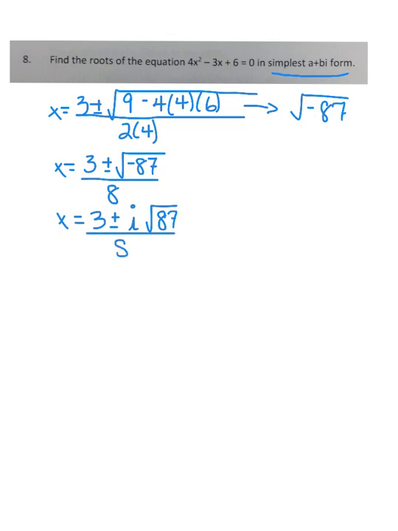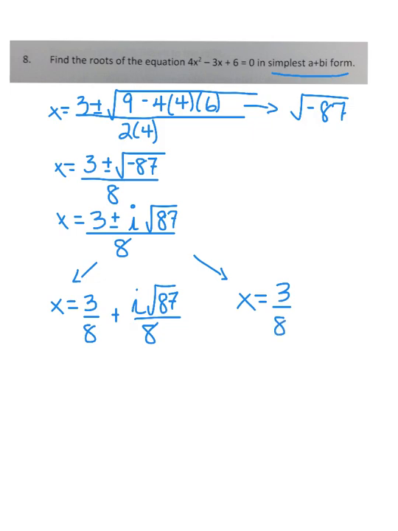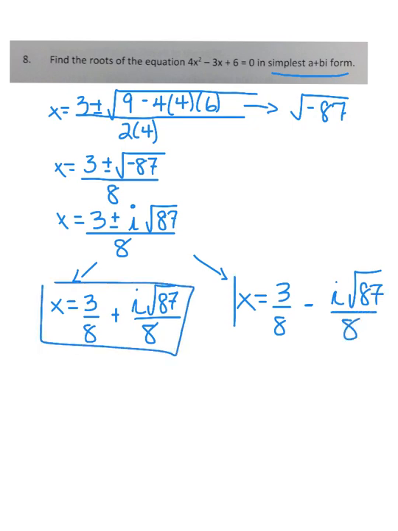The whole thing is over 8, right? Okay, so a plus bi form, remember we need to separate our answers. So we're going to write x equals 3 over 8 plus i radical 87 over 8. And then the other answer would be x equals 3 over 8 minus i radical 87 over 8. So here are your two imaginary roots.